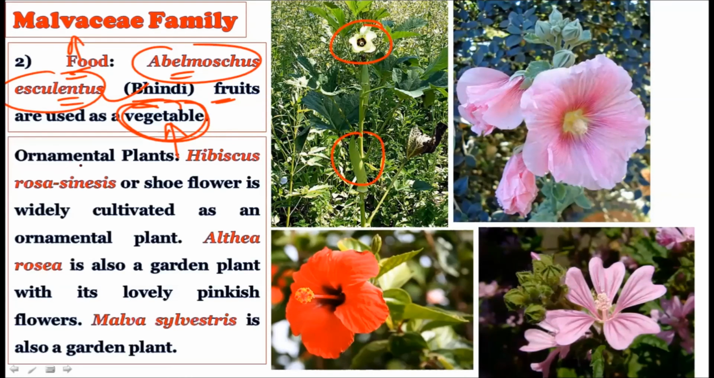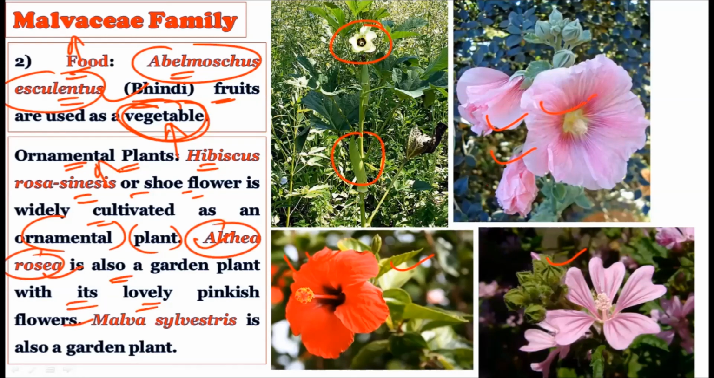Now see the ornamental plants. Of course, we have to include the ornamental plants because of their beautiful flowers. If you see the flowers, they are very beautiful, and the flowers of Hibiscus rosa-sinensis, or the shoe flower, are widely cultivated as an ornamental plant. This plant is cultivated throughout the world as an ornamental plant. Then we have Althaea rosea, which is also a garden plant with pinkish flowers. This pinkish flower belongs to Althaea rosea, which is again useful in gardens.